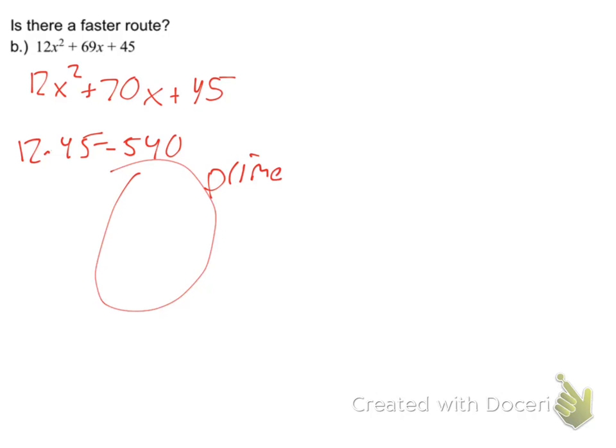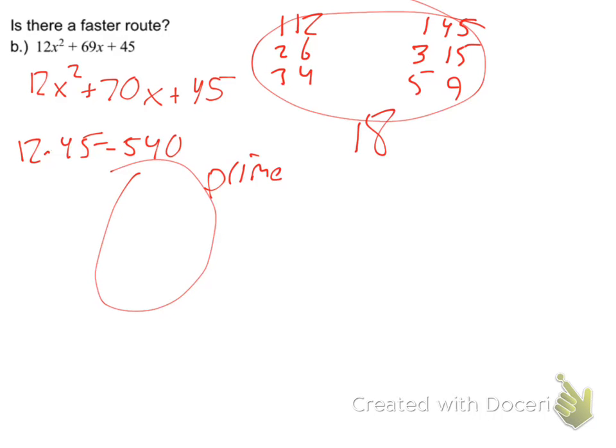You say prime. But if I was using the old school method, and I did the factors of 12, and I did the factors of 45, and 5 and 9, right? You have 18 combinations. You would have to check all 18 and show they all don't work before you can say it's prime, it's not factorable. That's going to take a long time.